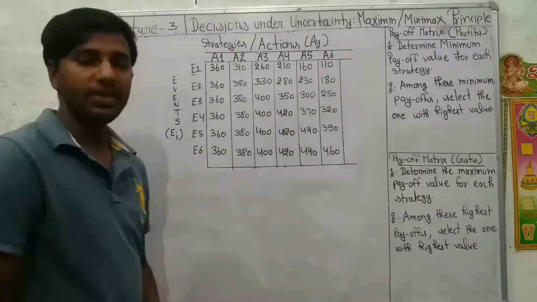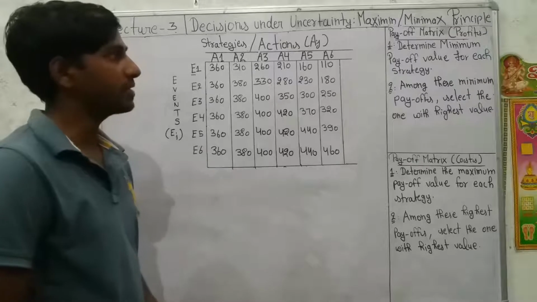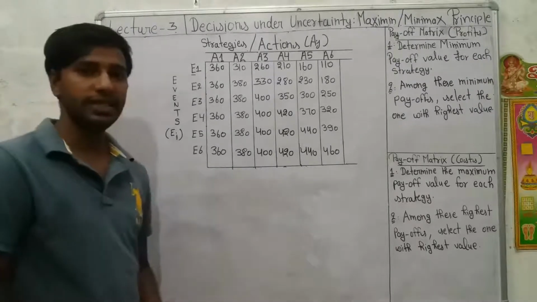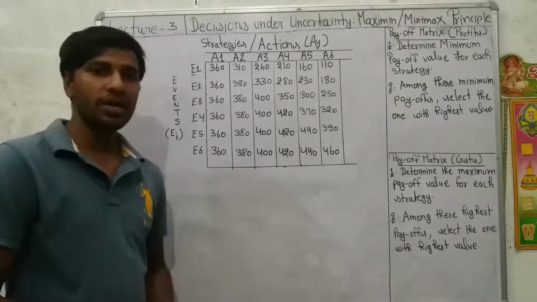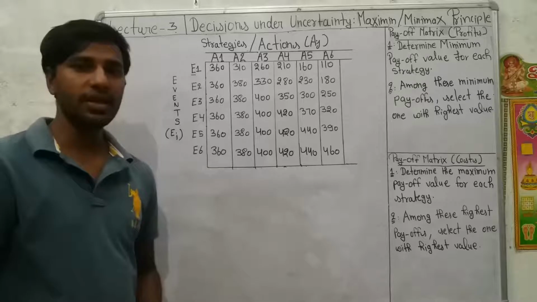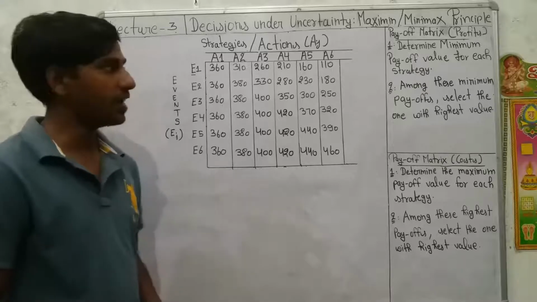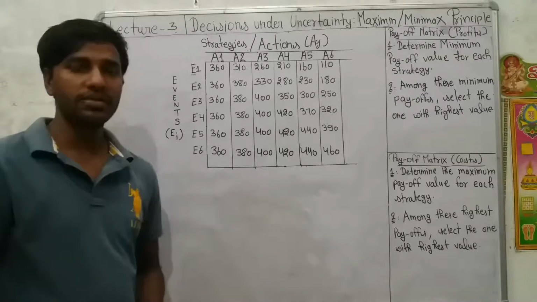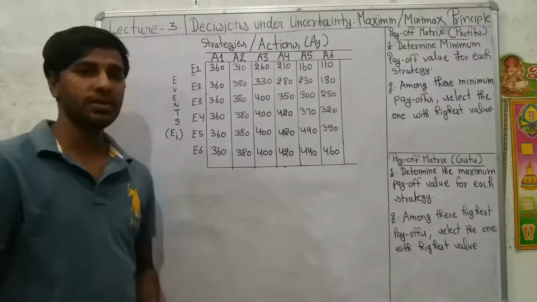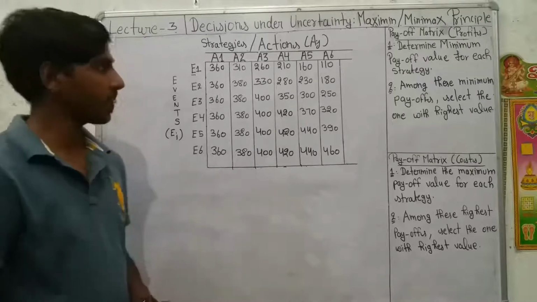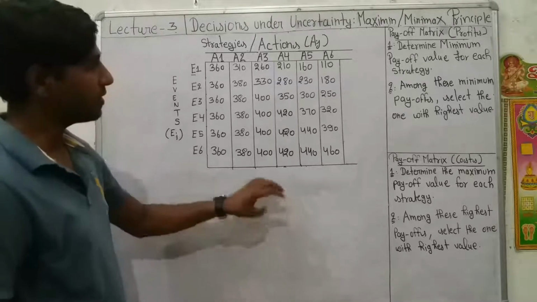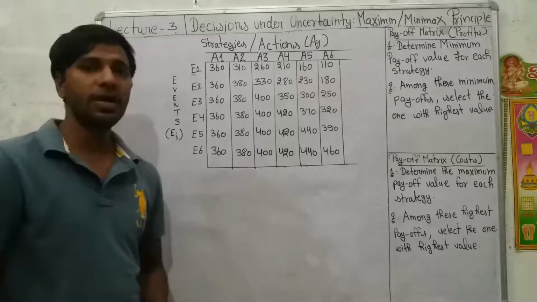Hello everyone. In this video, we are going to study the Maximin and Minimax principle of decision making under uncertainty. If you remember, in the first video of this lecture series, we studied that there are basically two factors that affect the decision making of a decision maker. The first factor was the environment in which the decision maker is making decisions. The environment can be certain, uncertain, or under risk. So in this particular illustration, the environment is uncertain.